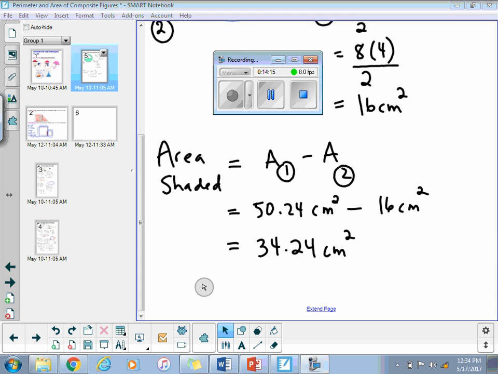All right, so here it is. Hopefully you thought of finding the area of the entire thing and then subtracting one area from the other in order to get your final answer. So the final answer is 34.24.